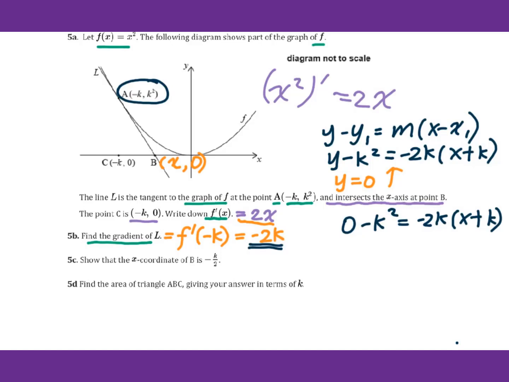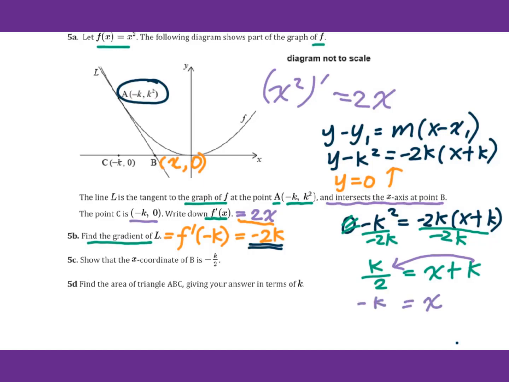Therefore, we divide by negative 2k. Because this is a 0, it's gone. Negative k squared over negative 2k, you will get k over 2 equals x plus k. Since I'm solving for this x, we subtract k. Therefore, x equals negative k over 2.